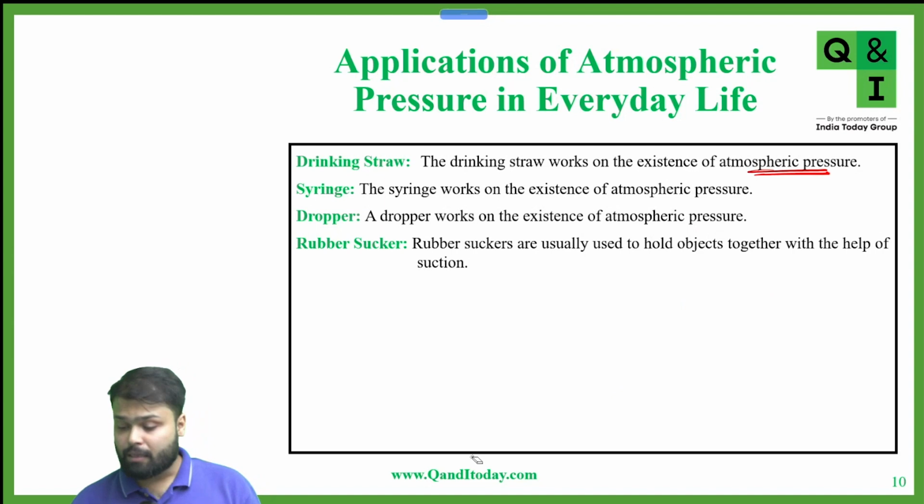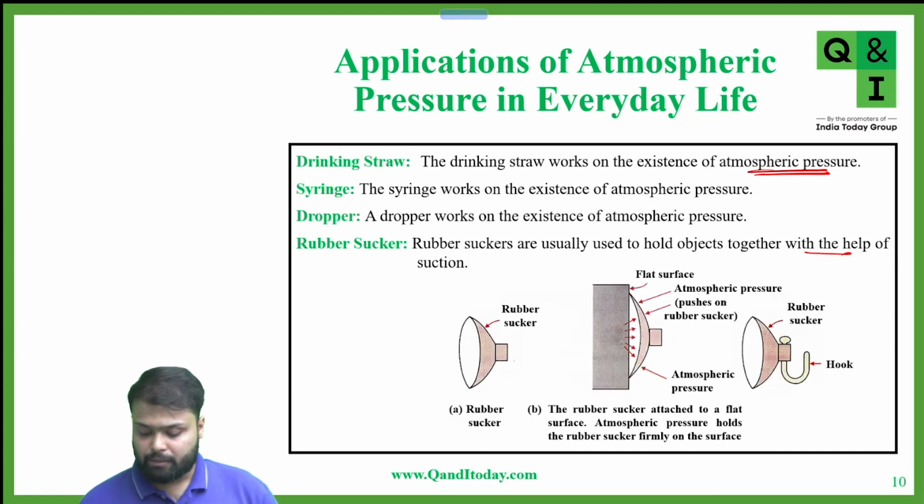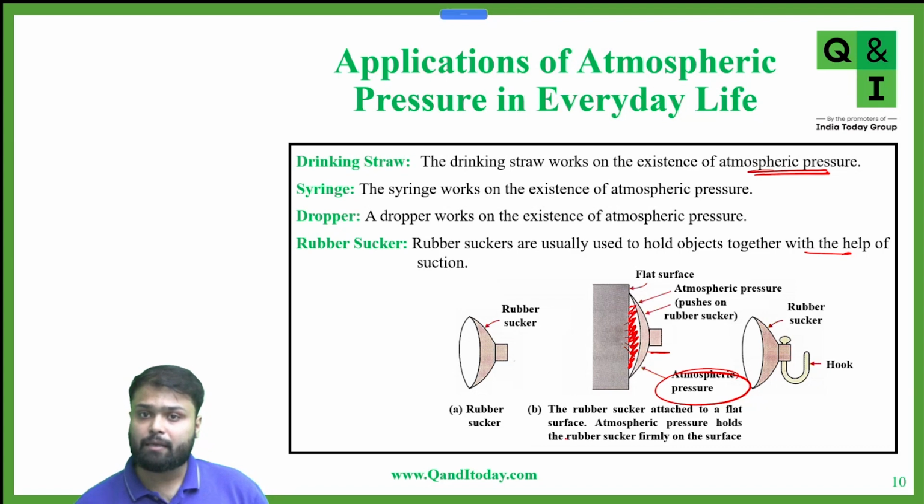Now the next is the rubber sucker. We already studied how a rubber sucker works, yes or no? So we know that between the rubber sucker and the wall, pressure is reduced, and outside the rubber sucker, the pressure is atmospheric. So the outside pressure is more than the pressure in between the wall and the rubber sucker. That's how a rubber sucker works.